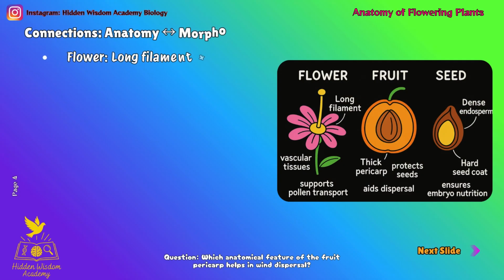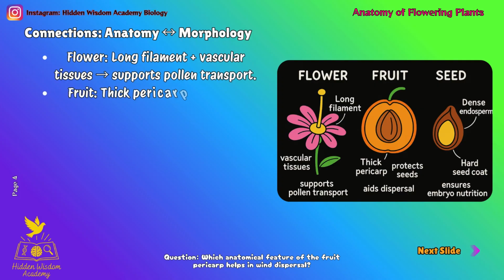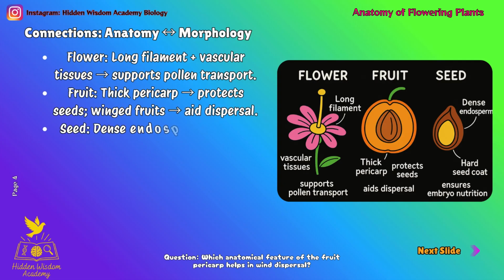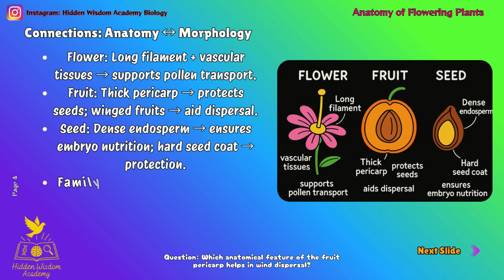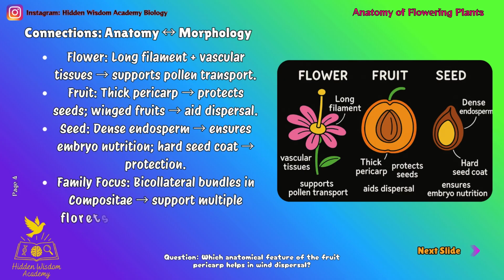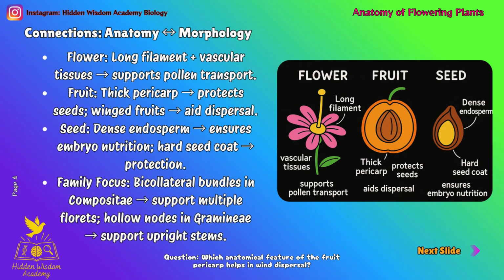We connect anatomy with morphology, which is a key focus for exams. In flowers, a long filament with vascular tissues helps transport pollen efficiently. In fruits, a thick pericarp protects seeds, and winged fruits help in wind dispersal. Seeds with dense endosperm provide nutrition for the embryo, while a hard seed coat protects it.